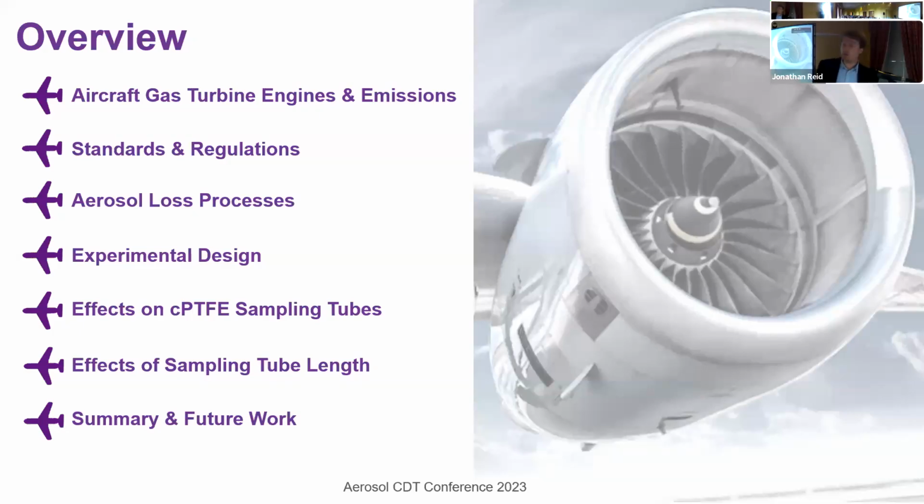So let's start with a brief overview of what I'm going to present. I'm going to give a quick introduction to aircraft gas turbines for those of you who don't really know what they are. Then talk about the emissions that are associated with these. Then talk about the standards and regulations around sampling these emissions. Then go on to the aerosol loss processes associated with sampling these emissions, talk about the experimental design, talk about the effects of charged aerosol particle loss on carbon-loaded PTFE sampling tubes, then talk about the effect of changing the tube length.